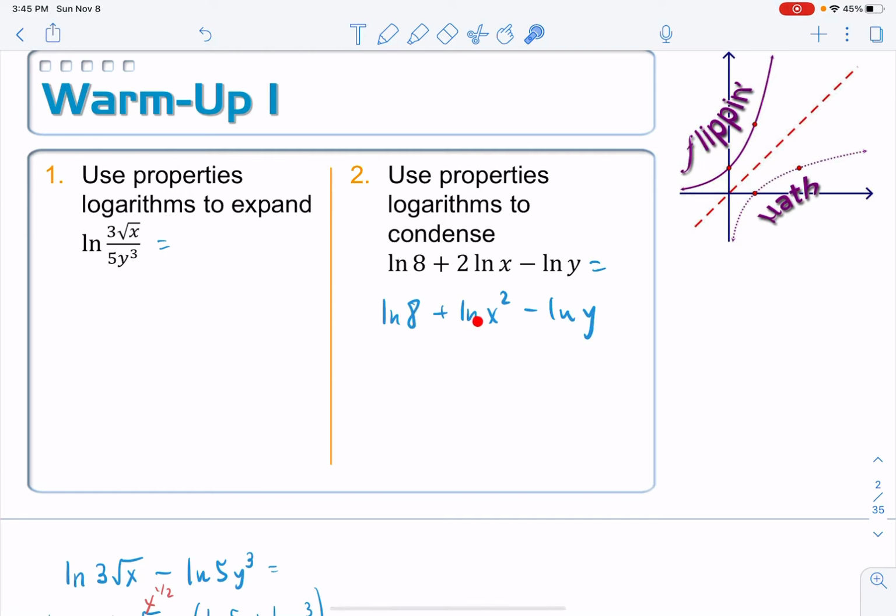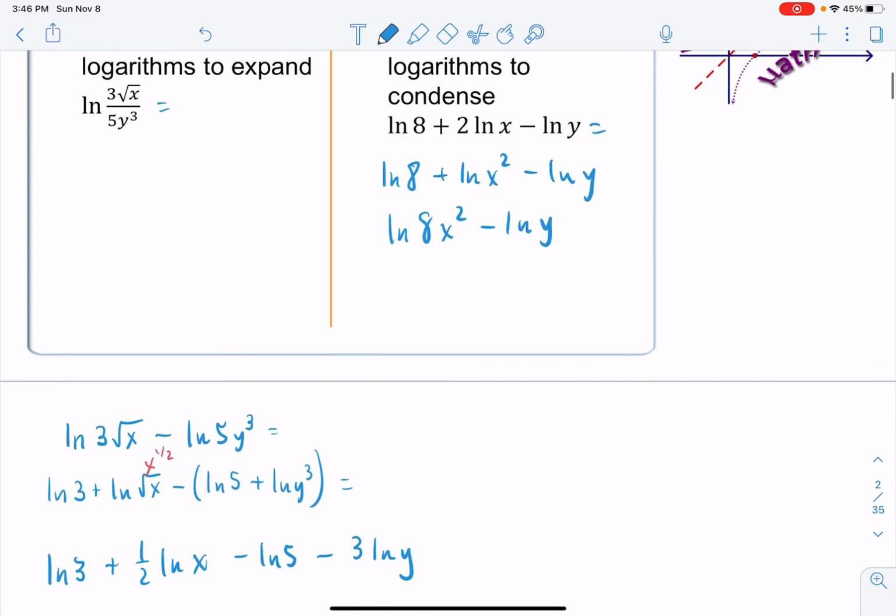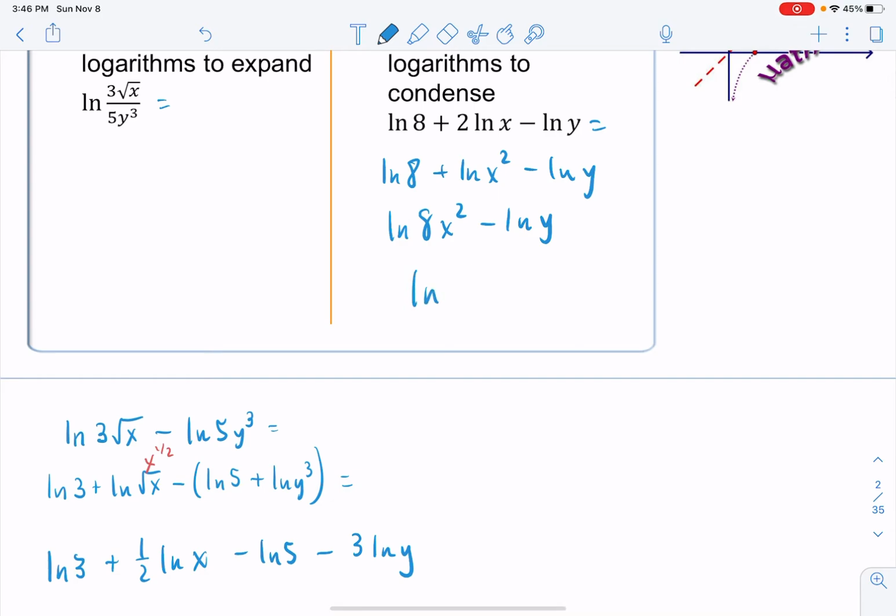The addition of these two things will condense down to a product. Natural log of 8x squared minus the natural log of y. And then finally, there's one more thing left to do. I have the difference between two logs. That's going to be the log of the quotient of those two factors. So the natural log of 8x squared over y. There we have it.